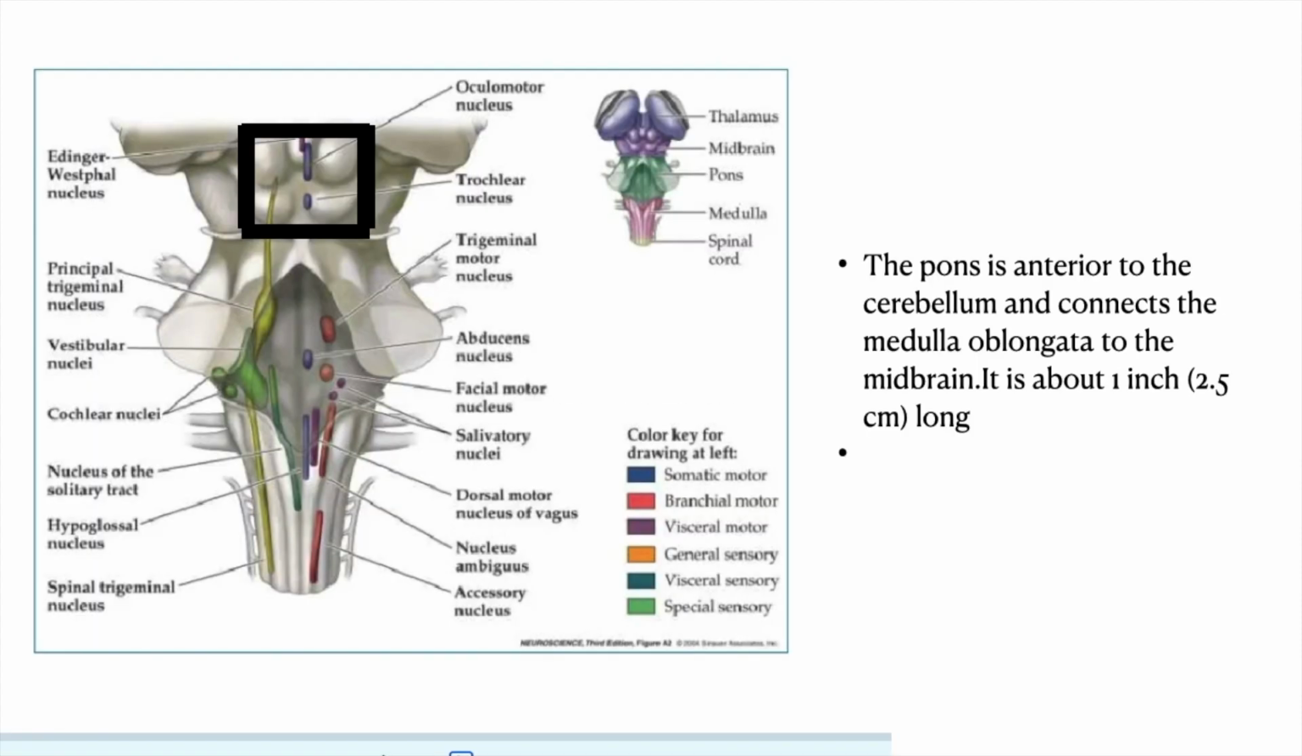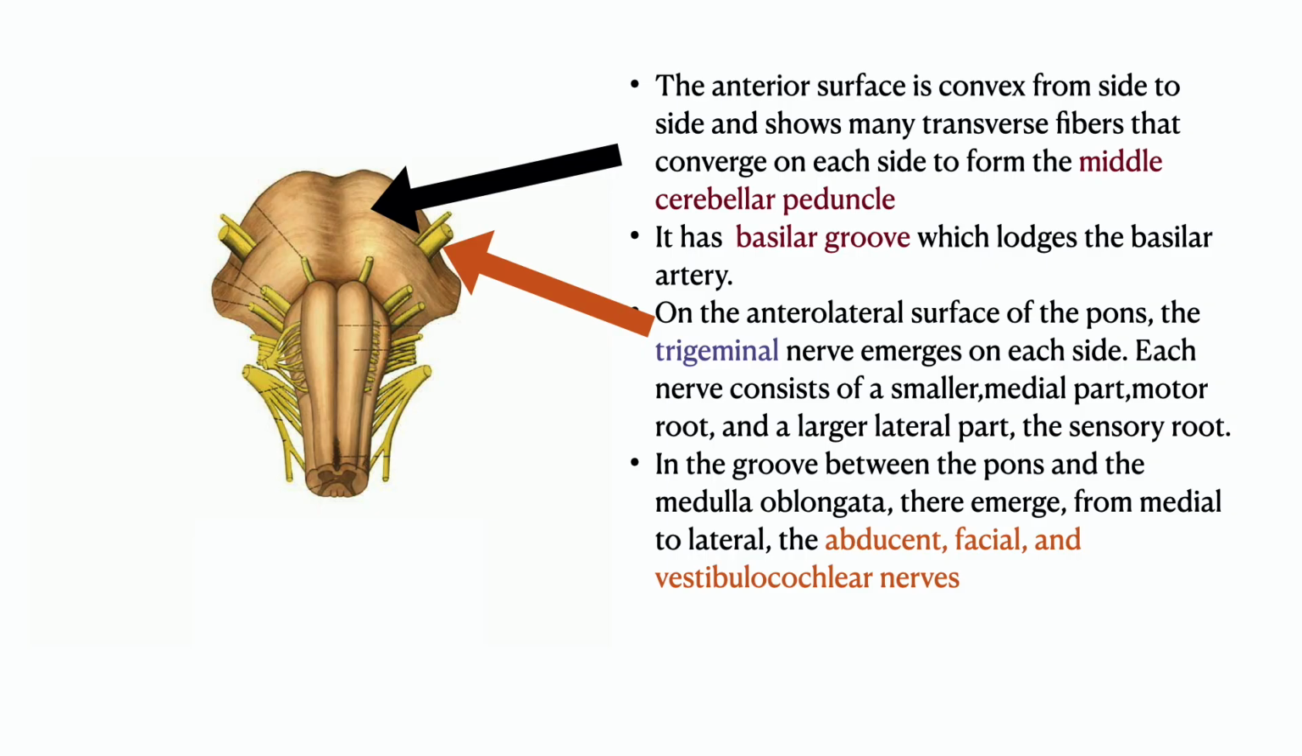The pons. The pons is anterior to the cerebellum and it connects the medulla to the midbrain. It's about 1 inch long. The anterior or the ventral surface is convex from side to side and has many transverse fibers that converge on each side to form the middle cerebellar peduncle. It has a basilar groove which lodges the basilar artery.